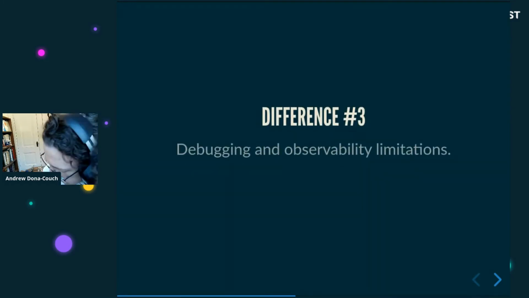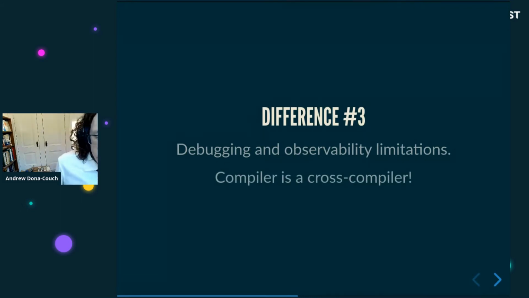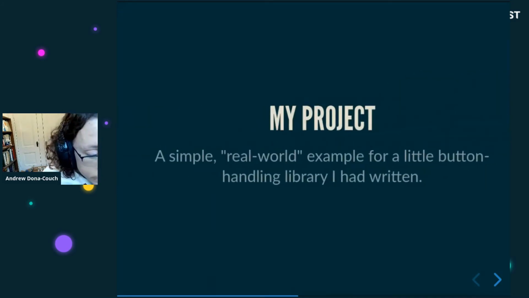All right, so that's the debugging and observability. Somewhat related to that is, in an embedded context, your compiler is a cross compiler. Generally you're running the Rust compiler on the same device that the program you're compiling runs on. But in an embedded context, you compile it on a host machine like your desktop computer, and then you send that to the embedded device and run it on the embedded device. There's a whole host of nuance to this, but it leads to things being a little trickier.